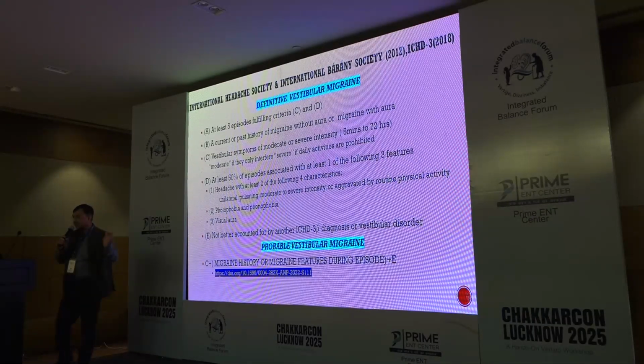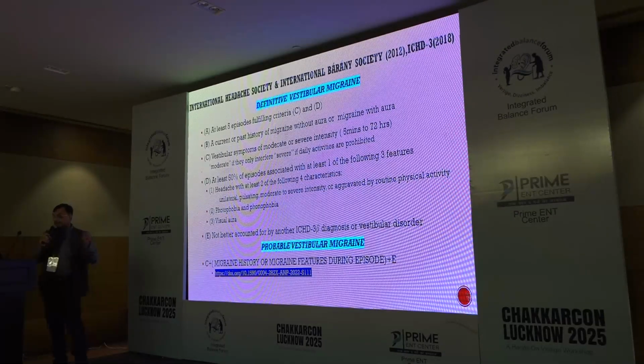Now, see the characteristics of the headache. The headache should have at least 2 of the following 4 characteristics, that is, unilateral, pulsating, moderate to severe intensity, or aggravated by routine physical activity. So what I'd like to tell you is that even without headache, if you have photophobia and phonophobia, just like Dr. Pradeep had said, you can still classify for a vestibular migraine. In case of probable vestibular migraine, there has to be migraine history or migraine features during the episode along with the vestibular symptoms.